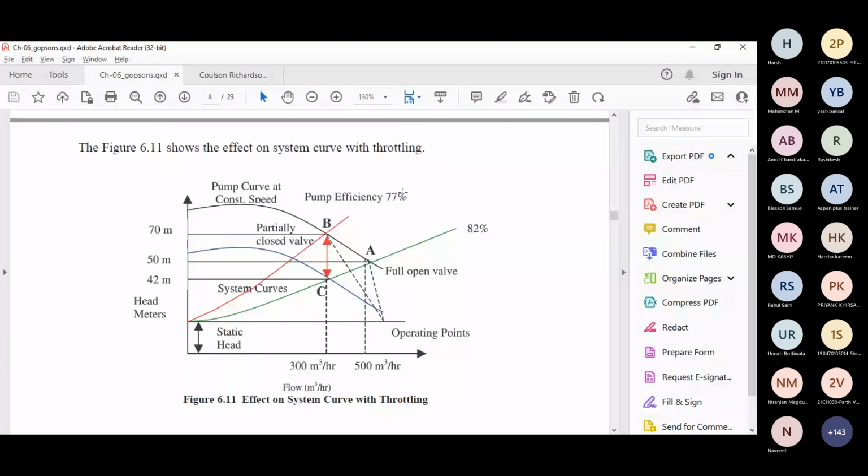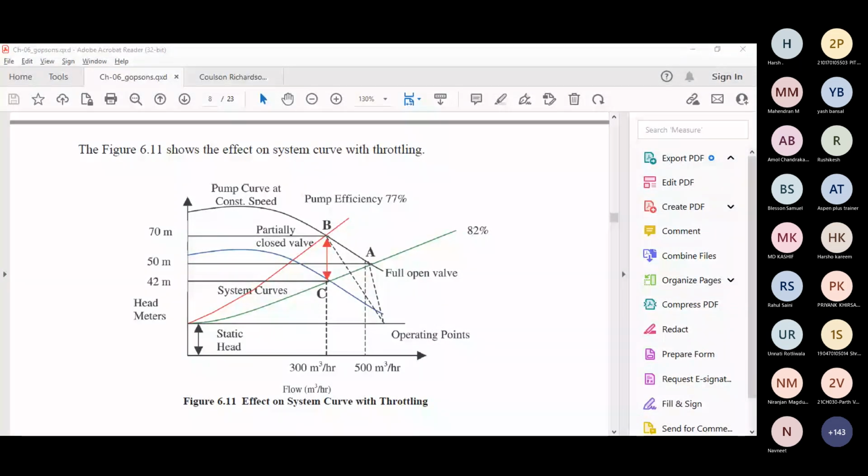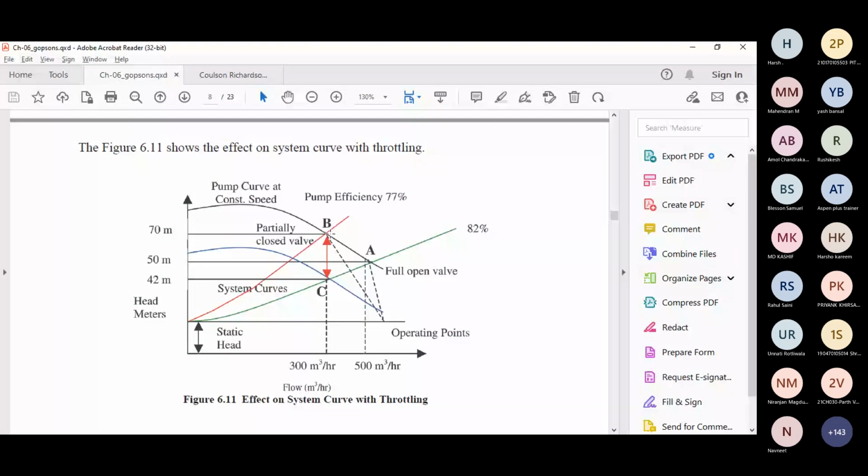So why has my efficiency reduced at 300 meter cube flow rate and 70 meter head? Can anyone tell me why my efficiency reduced? Sir, the motor is delivering constant power, but the hydraulic power that is generated is less compared to the hydraulic power generated in the previous case. So hydraulic power by the input power given, output by input, gets reduced, so efficiency is lowered.